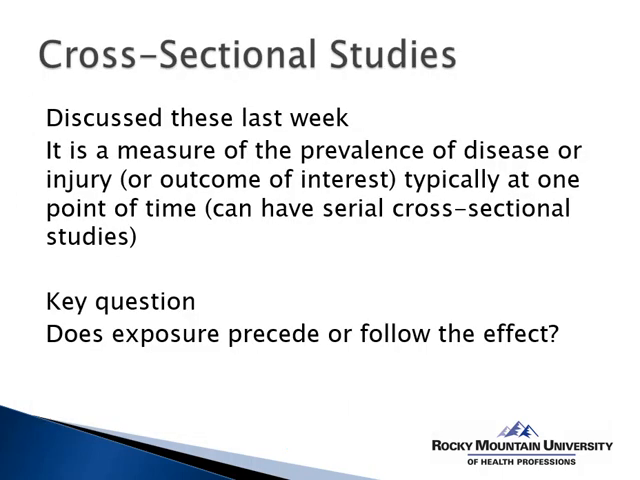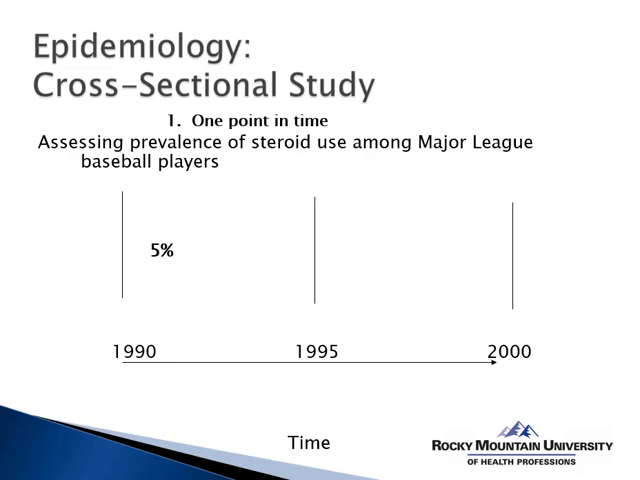Cross-sectional studies, we discussed those last week. It's a measure of the prevalence of disease or injury or the outcome of interest, typically at one point in time. You can, though, have serial cross-sectional studies. A key question with these is cause and effect. Does the exposure precede or follow the effect? Here's an example of a cross-sectional study. This is a made-up example.